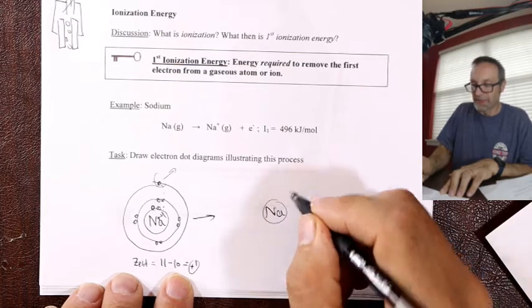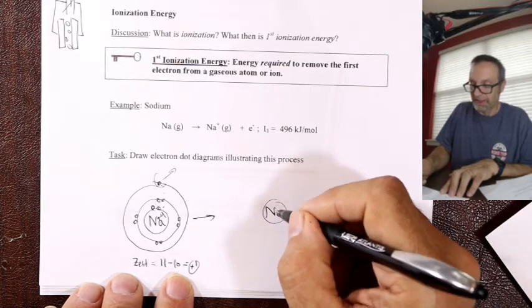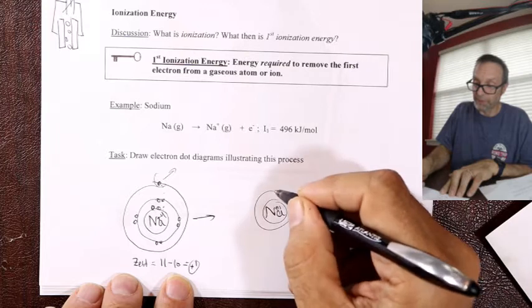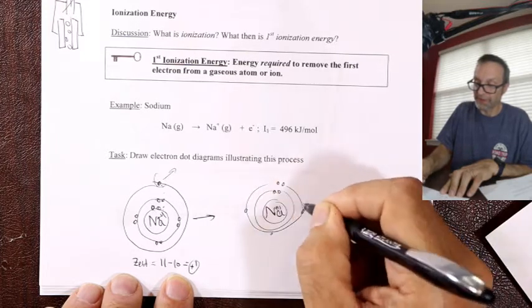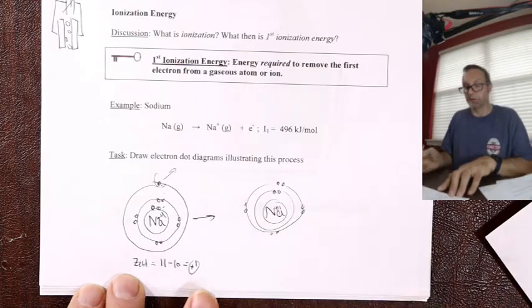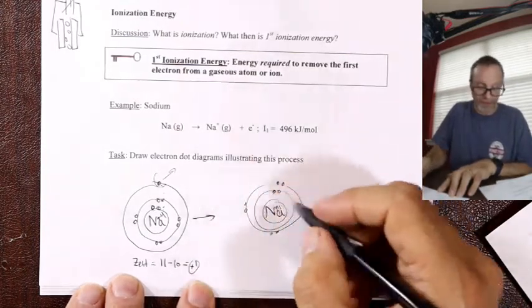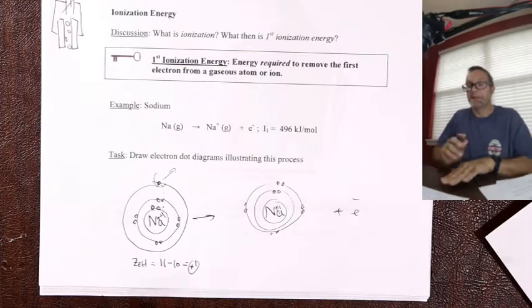Well, we turn into Na, still +11 nucleus, right? With 1, 2, 3, 4, 5, 6, 7, 8, 9, 10. Okay, so I removed 1. That's my sodium +1 ion plus an electron. Now think about it for a second.